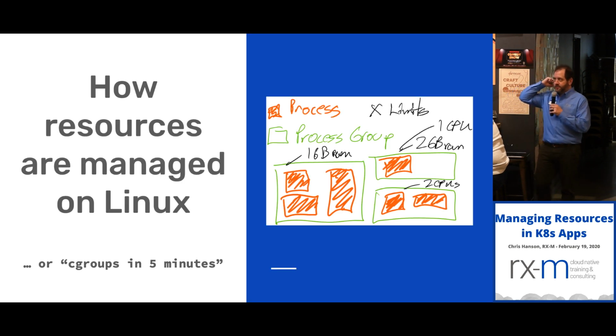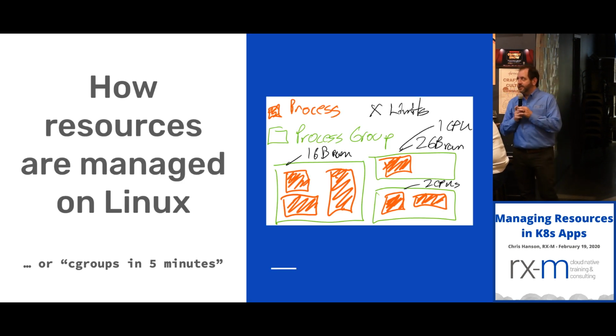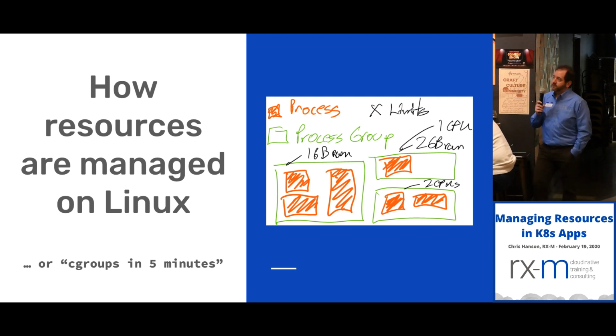So first, how resources are managed on Linux, right? We've got cgroups in five minutes. We've got several processes here, and they're running inside containers, and we want to be able to control how much resources, or how much access, they have to resources, right? A nice little diagram there of some processes and allocations for those processes on a particular host, right?